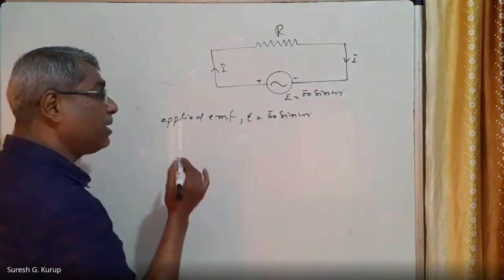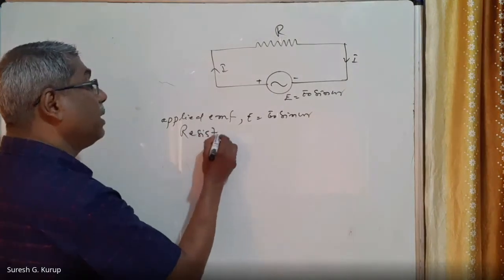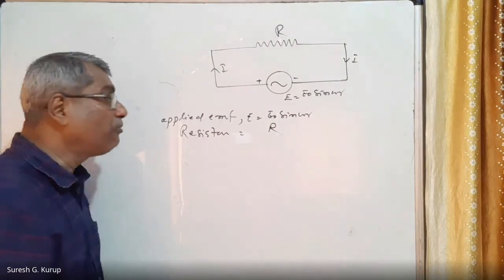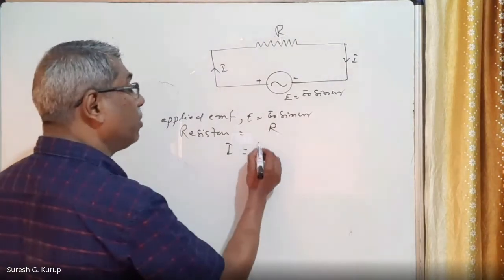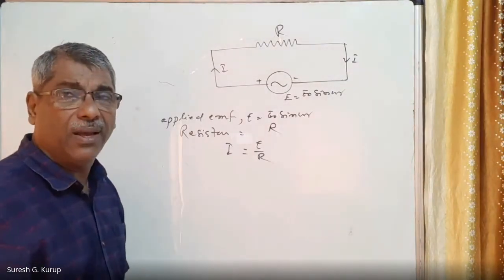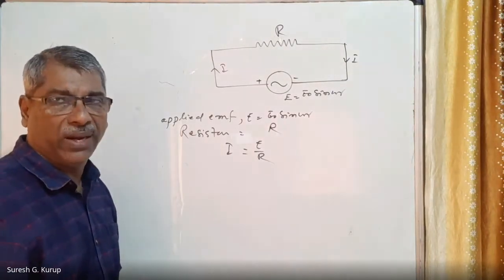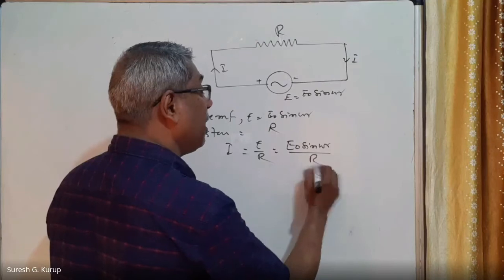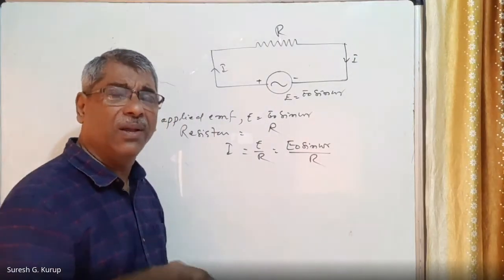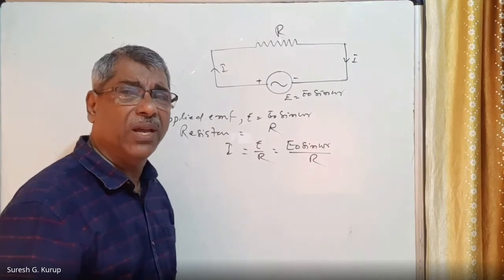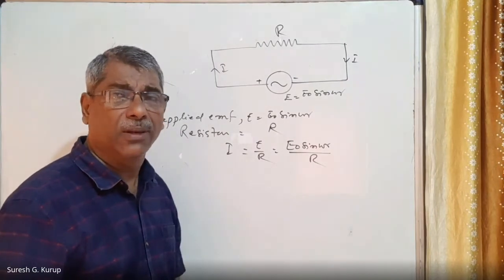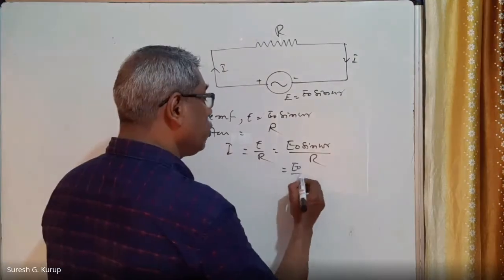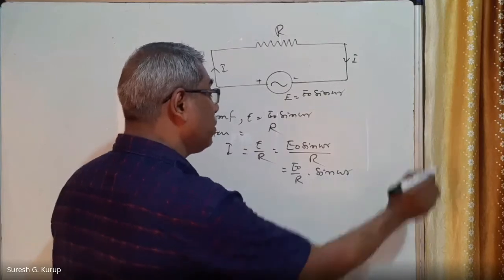Next, the resistance is equal to capital R. Therefore, the instantaneous current I is equal to E by R. But E is equal to E0 sin omega t, so we can write I is equal to E0 sin omega t divided by R. Very simple. How I am applying a phasor, that also you will know. Without the use of the phasor, we cannot go with this lesson, as I have already made you understand. This is equal to E0 by R into sin omega t.